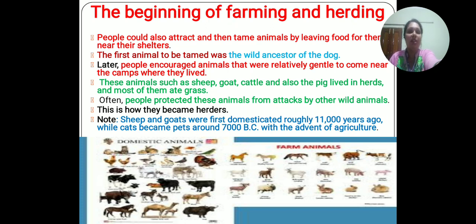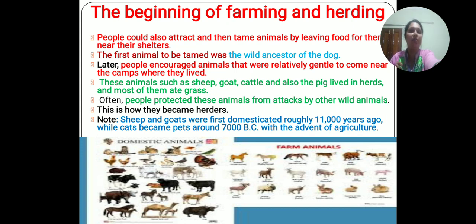Often people protected these animals from attacks by other wild animals. So when these animals became tamed to these people, they also saved these animals from the wild animals who were attacking them. So they started protecting animals like sheep, goat, cattle. They started giving them food.